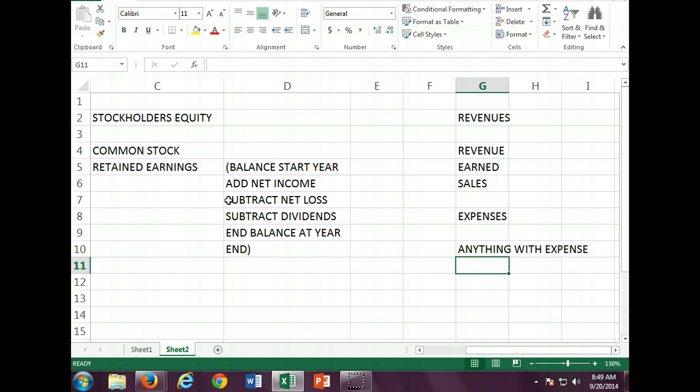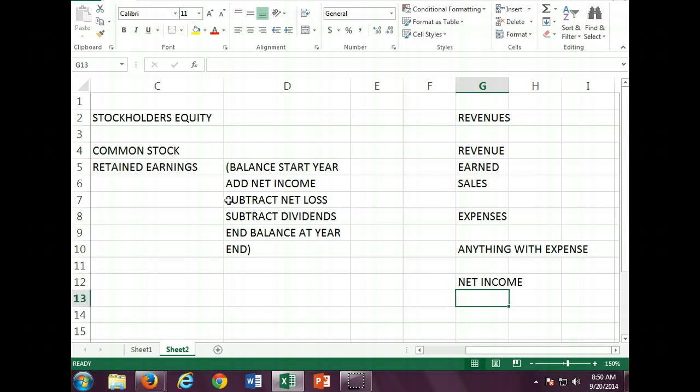Expenses are basically anything that has the word expense after the name: advertising expense, interest expense, depreciation expense, salaries expense. What is a salaries payable? Liability. Yes. What is interest payable? Liability. But the interest expense is on the income statement. So any revenues minus expenses ultimately equal our net income.